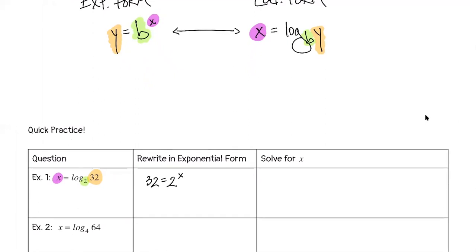But now we want to solve for x. So now I need to think, 2 to what power is going to give me 32? It turns out that 2 to the 5th power equals 32. So that means that x equals 5.